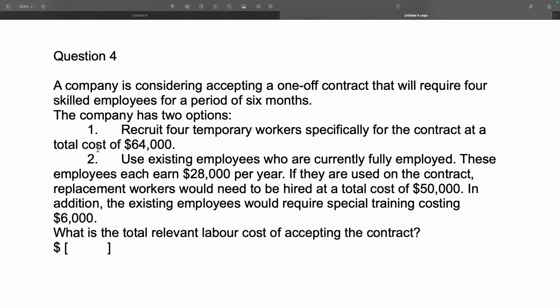Or use existing employees who are currently fully employed, and these employees earn 28,000 per year. If they are used on the contract, a replacement worker would need to be hired at a cost of 50,000. In addition, the existing worker would require special training costs of 6,000. So these are the questions that you have. Now let's have a look at how much is the total relevant labor cost for this scenario.